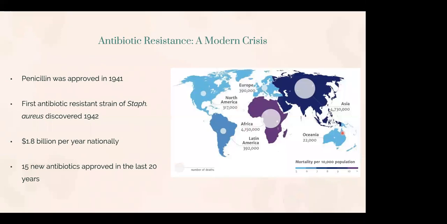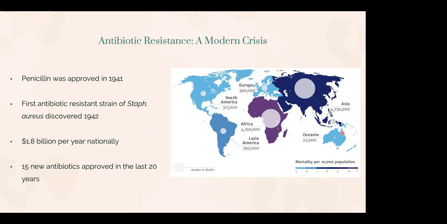So antibiotic resistance is really a modern public health crisis that has been around since basically the dawn of the antibiotic era itself. Penicillin was the first antibiotic that was approved by the FDA, and it was approved in 1941. And only a year later, the first antibiotic-resistant strain of Staph aureus was discovered. And since then, we've had numerous more strains discovered, and it's become a real problem for the healthcare system.